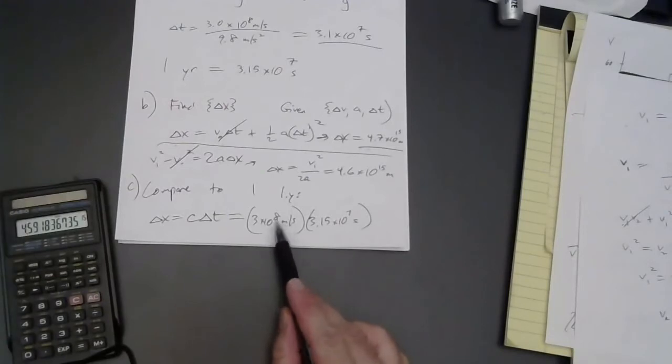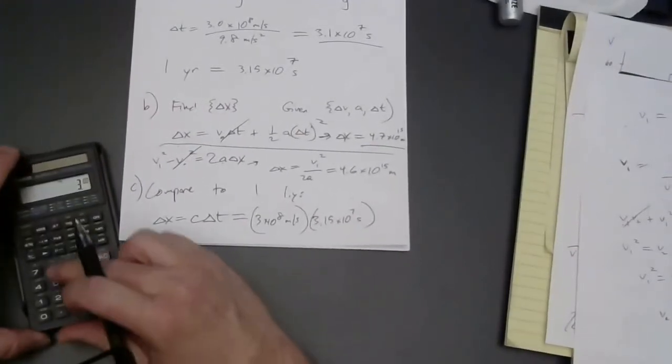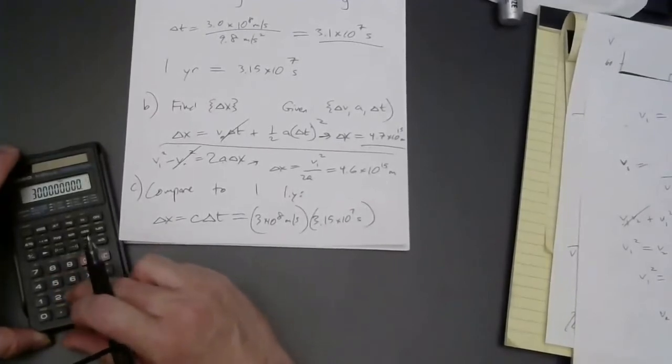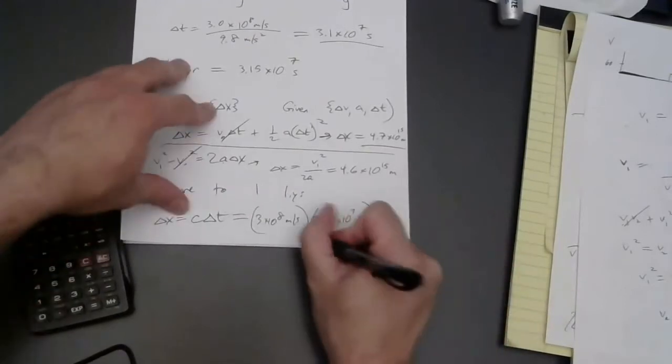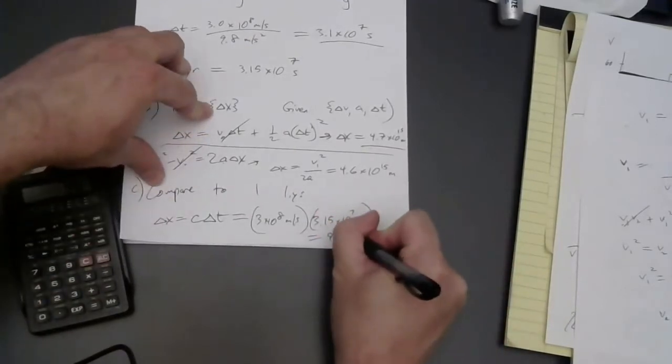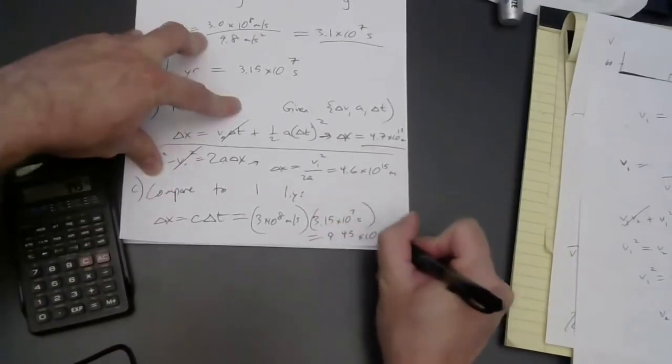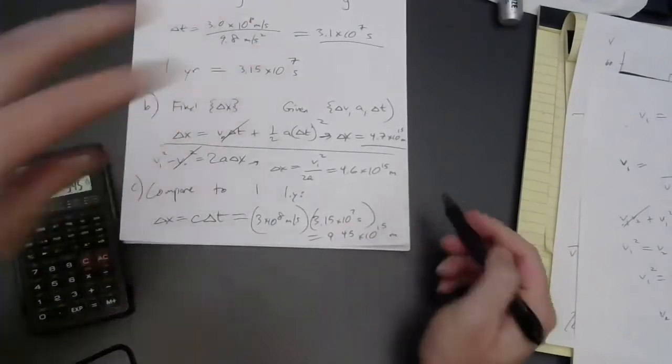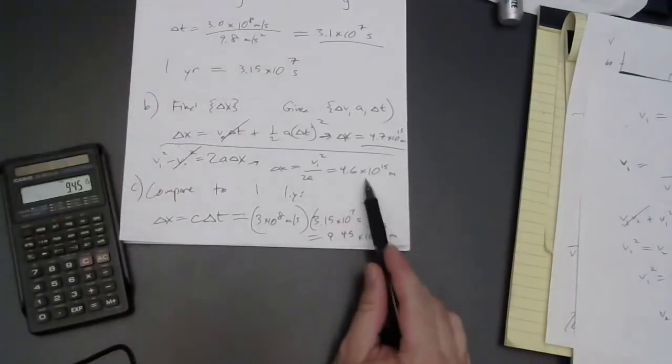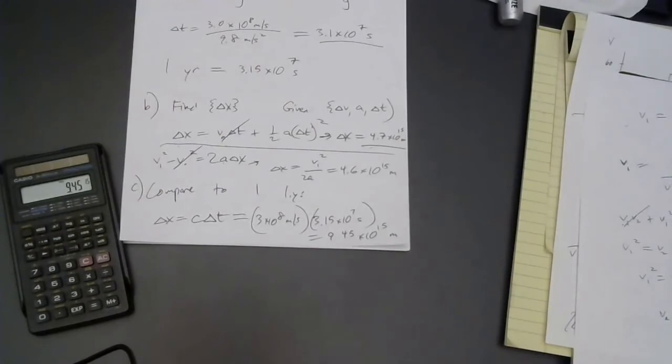Yeah, I will be attempting to write more clearly here. I just need to remember 3 times 10 to the 8th times 3.15 times 10 to the 7th. So that's about 9.45 times 10 to the 15th meters. We'll check it out. Isn't this roughly half, very roughly half of that? About half a light year.